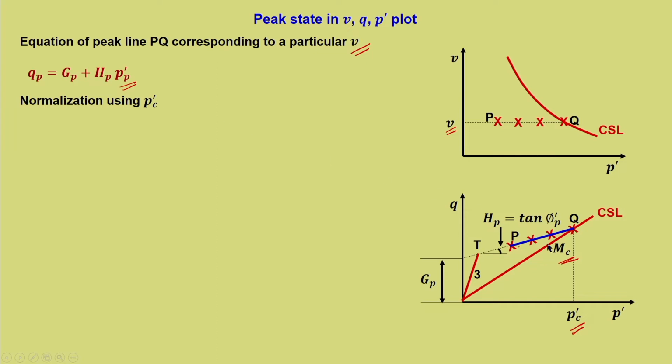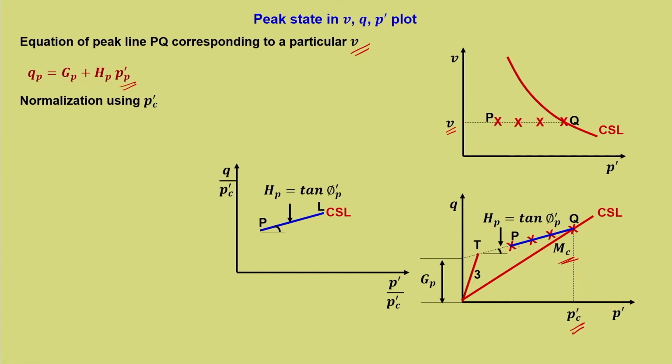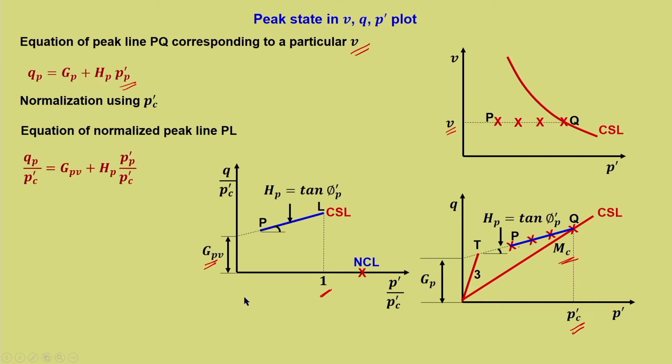And if we normalize using p'c, which is the point on the critical state line, we get the normalized plot where Hp is equal to tan phi'p, that remains the same. Gpv is the normalized G parameter with respect to specific volume v. This is 1 again. The equation of the normalized peak line can be written. This is the normal consolidated line point. qp by p'c is equal to Gpv, which is from here, plus Hp into p'p upon p'c. The same exercise as we have done before, and this Gpv is equal to Gp upon p'c.